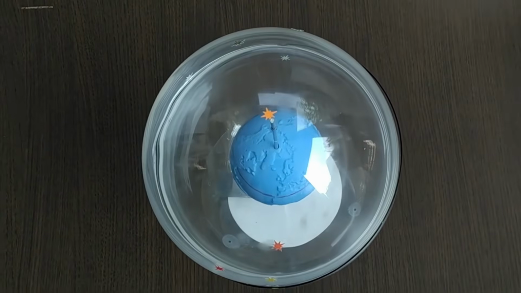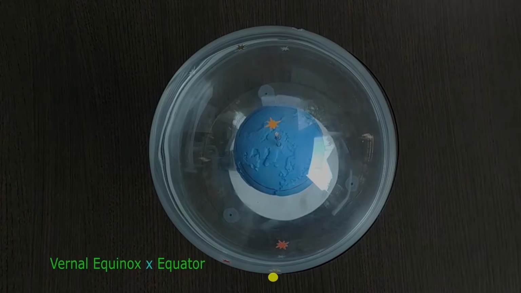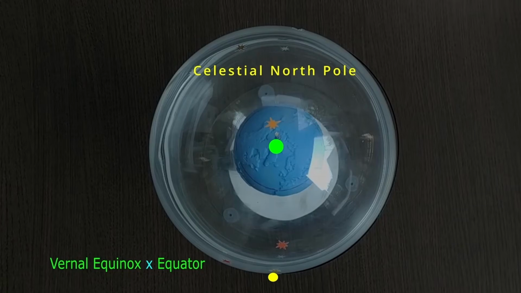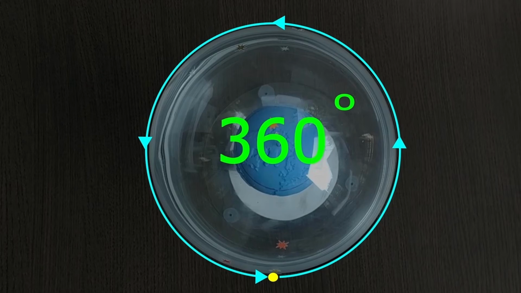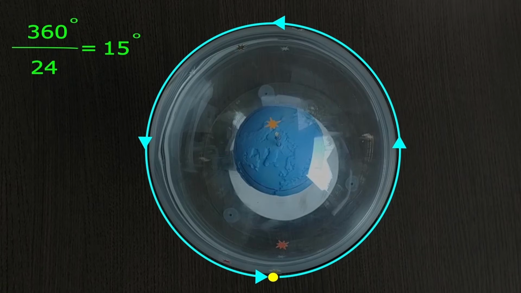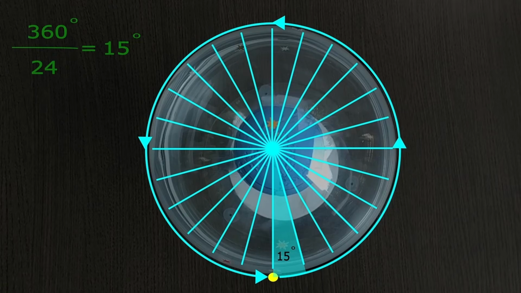Let us look at it from the top. This is the celestial North Pole. If we start from here in an anti-clockwise direction, that is from west to east in conventional terms, we will cover the full 360 degrees when we have arrived at this location again. I can divide this circle into 24 parts. Each part is 15 degrees.